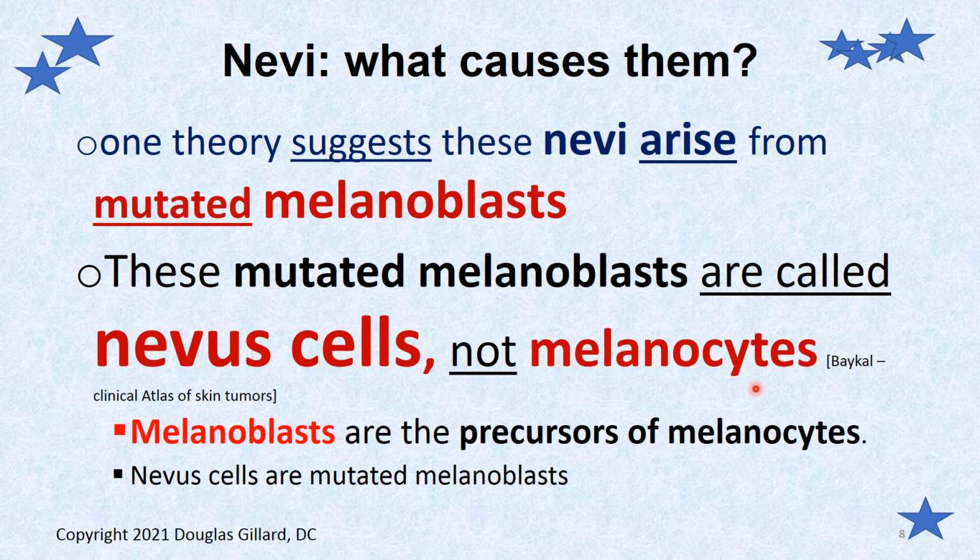So you don't usually say, oh, the group of melanoblasts looks irregular. It's usually a group of nevi or nevus cells, or nevi, you could say plural. That's what they are. But a nevus is really just a mutated melanoblast.